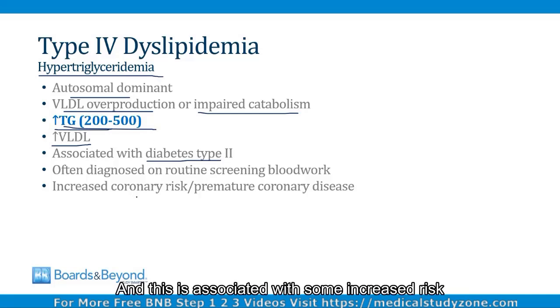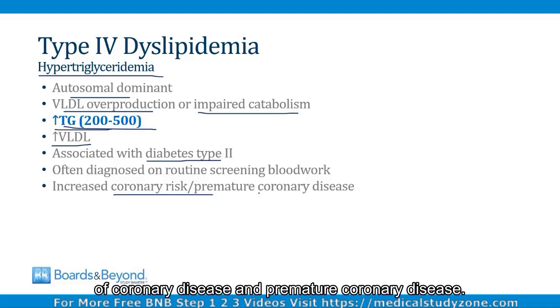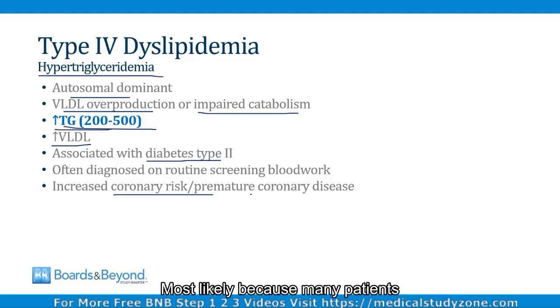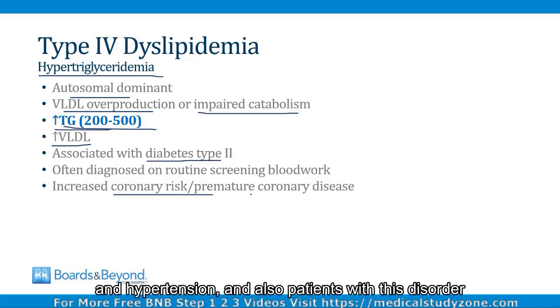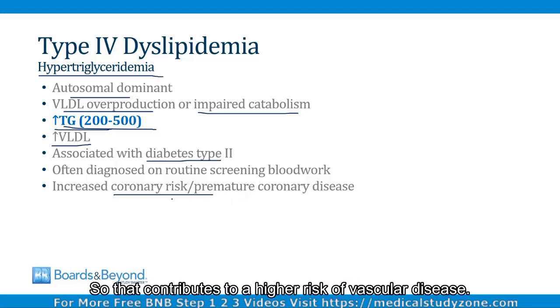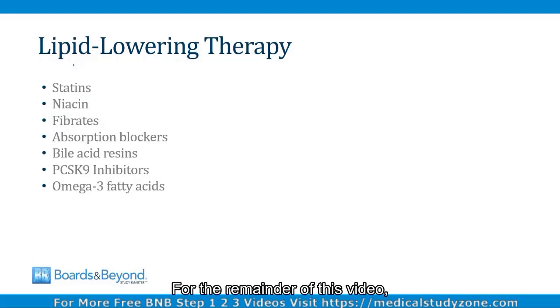And this is associated with some increased risk of coronary disease and premature coronary disease, most likely because many patients with this disorder have things like diabetes and hypertension. And also, patients with this disorder sometimes have a low HDL, so that contributes to a higher risk of vascular disease. For the remainder of this video, I'll talk about therapies that can be used to lower the lipids.